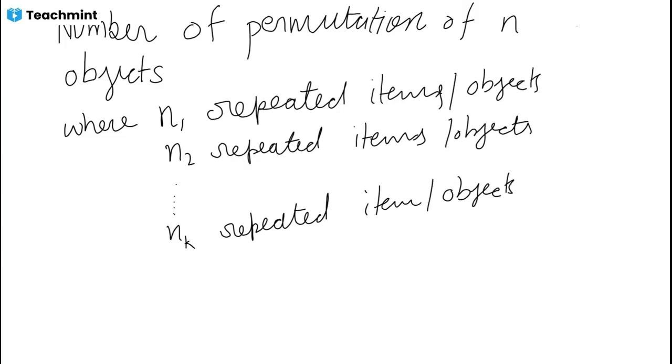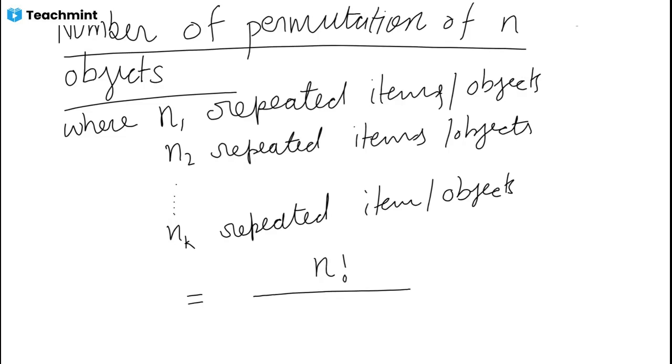Then the number of permutations is equal to factorial n, because we are finding the number of permutations of n objects, divided by n1 factorial into n2 factorial up to nk factorial, if we have repeated items. You can understand by using an example. Just a second, I'm giving you one example.